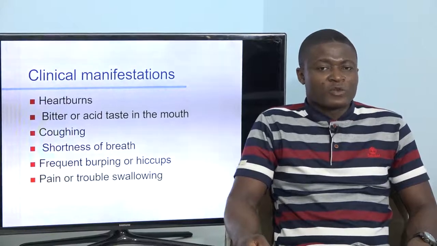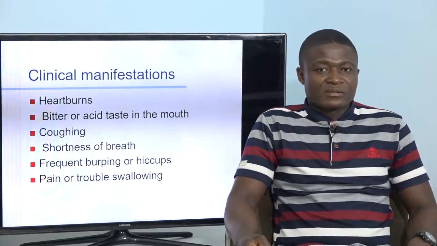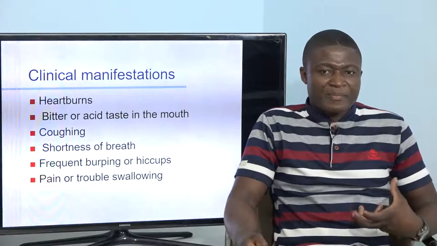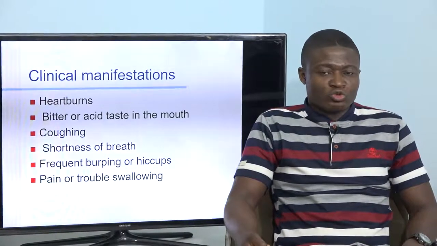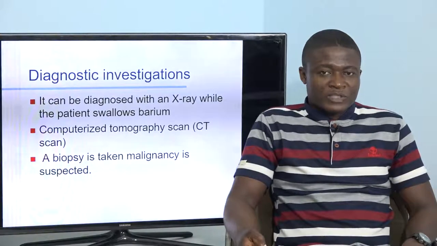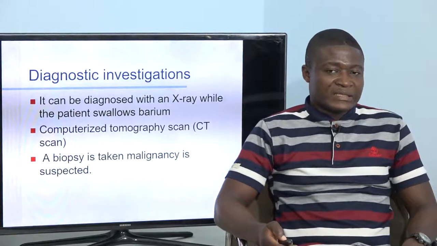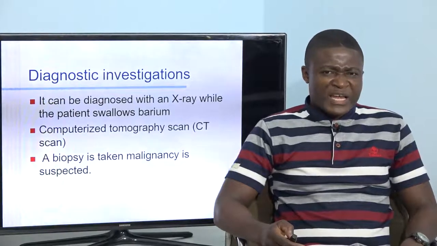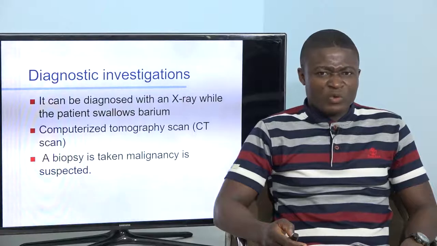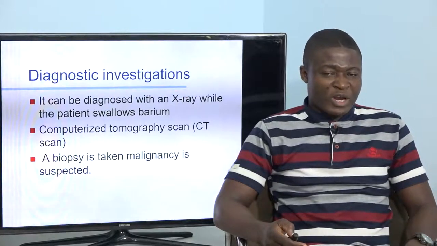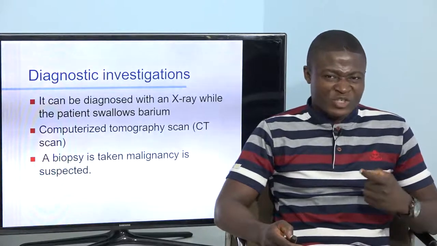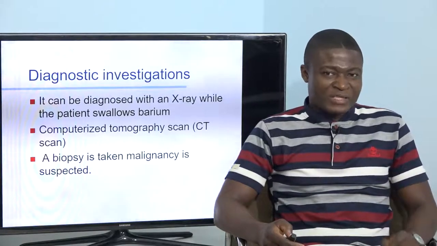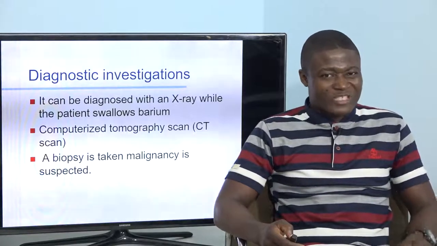Clinical manifestations of esophageal stricture: heartburn, bitter or acid taste in the mouth, coughing, shortness of breath, frequent burping or hiccups, and then pain or trouble swallowing. How are we able to confirm that the client we are looking at is suffering from esophageal stricture? It can be diagnosed with an X-ray while the patient swallows barium. I told you what a barium swallow is. When a barium meal is swallowed, X-ray images are taken, and these images will tell where there are obstructions preventing content from moving smoothly.